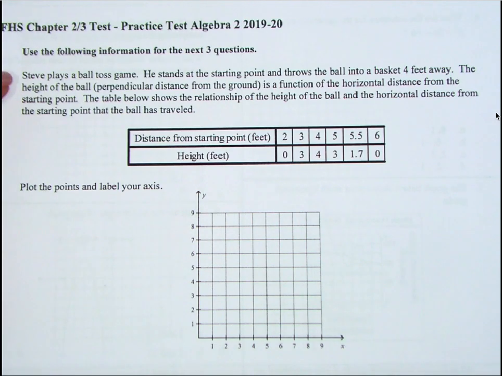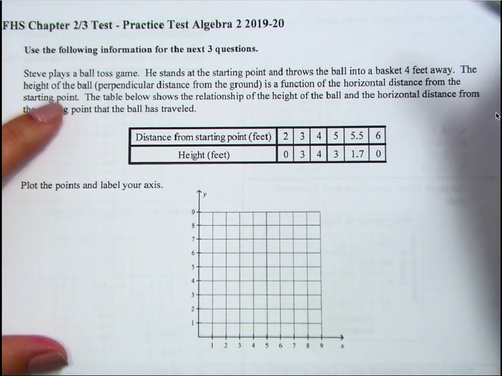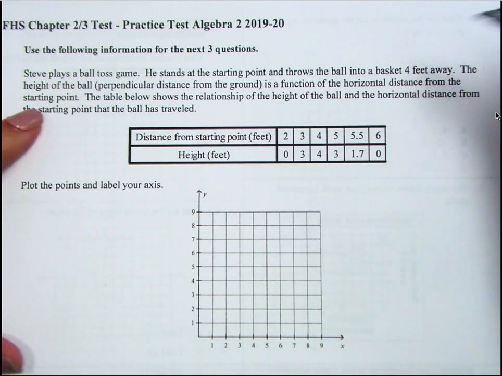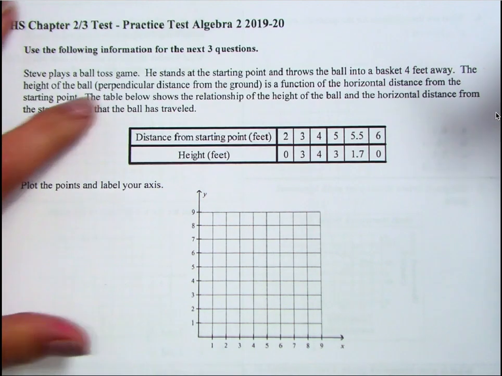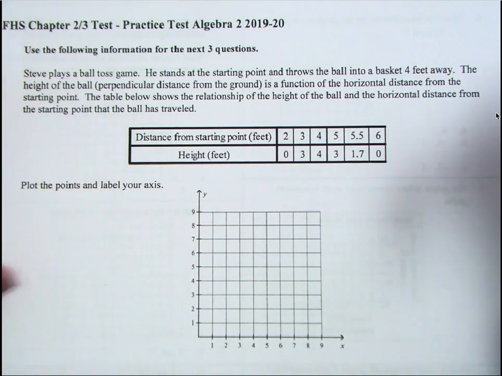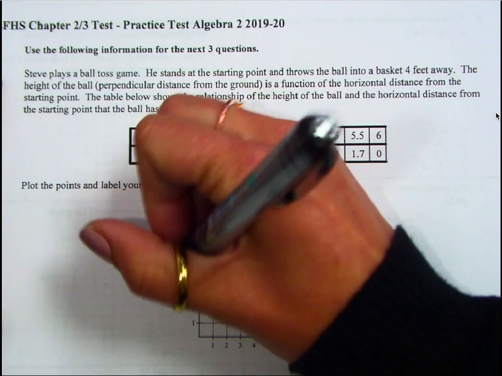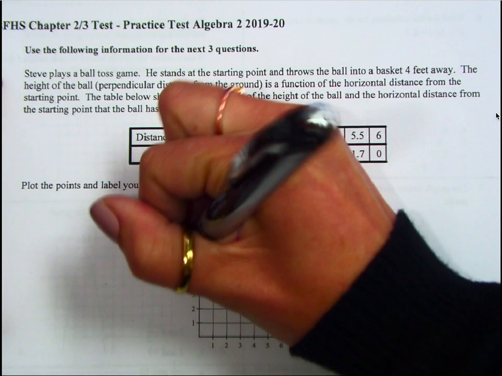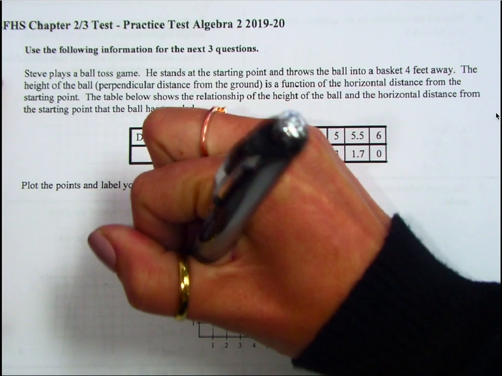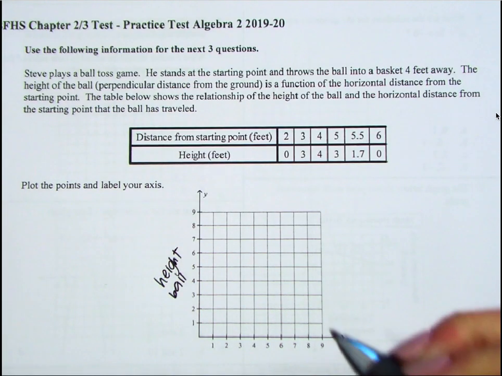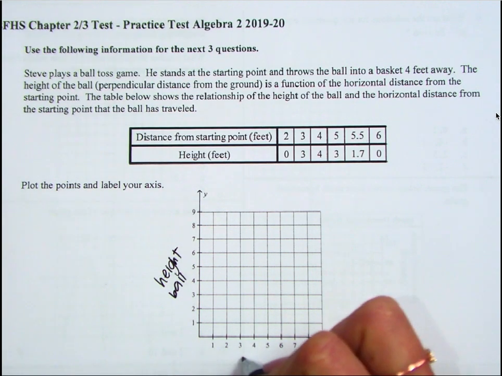The height of the ball, the perpendicular distance from the ground, is a function of the horizontal distance from the starting point. So basically, what that's telling us in that sentence is that this is going to be the height of the ball and then the horizontal distance from the starting point.